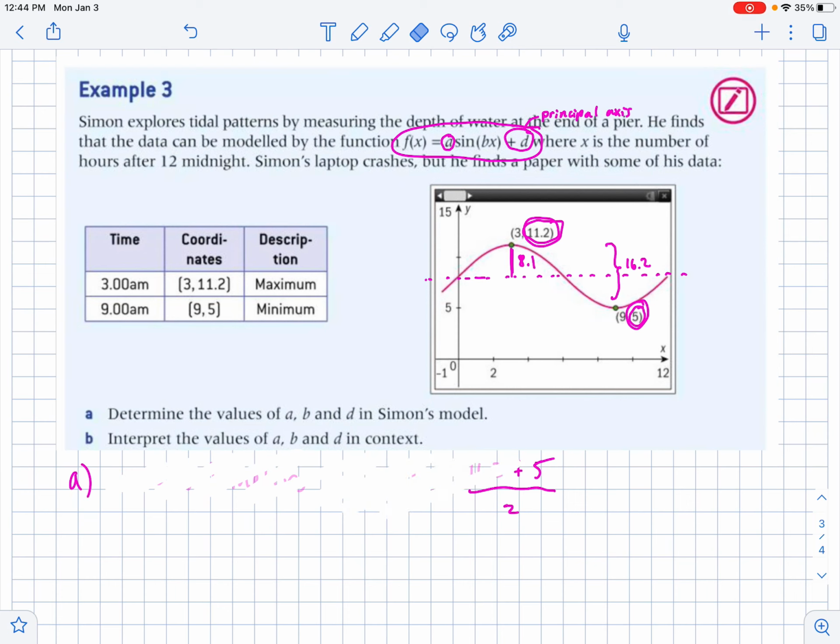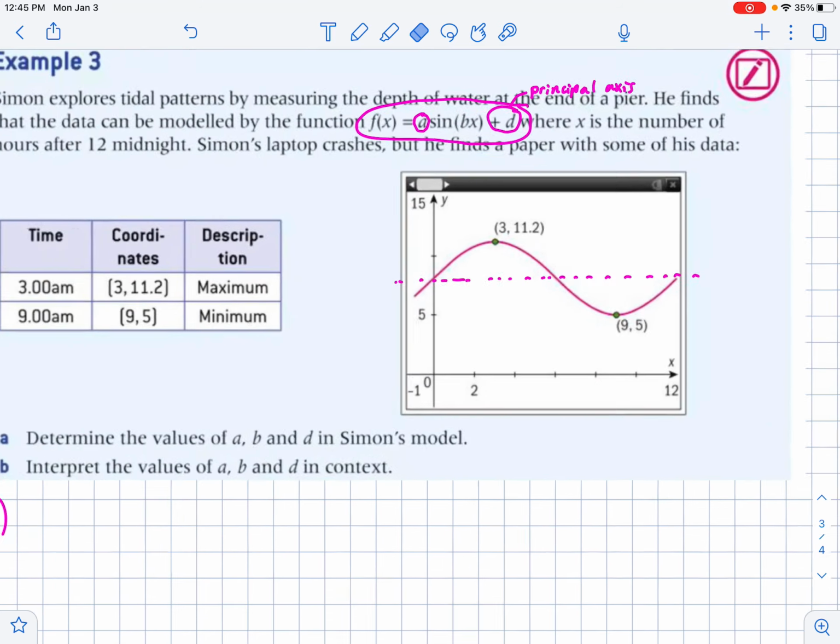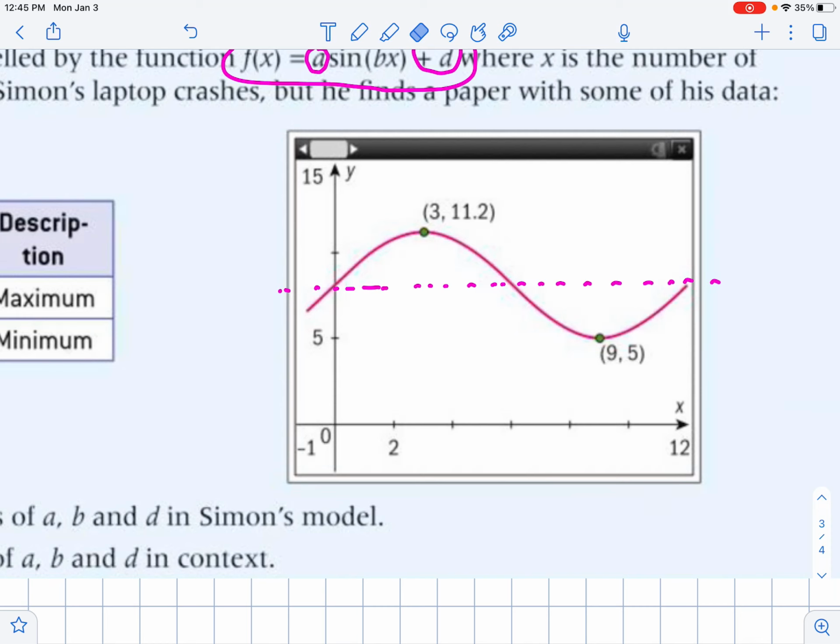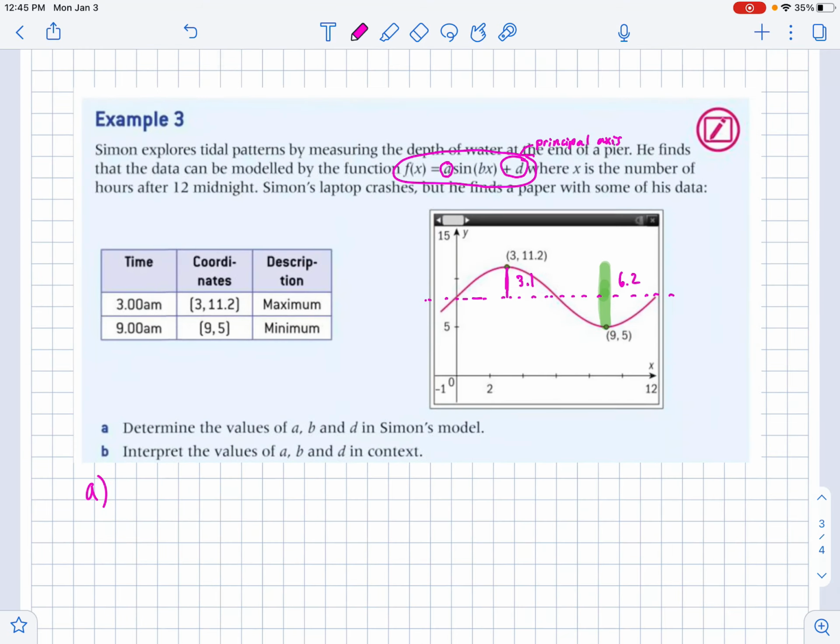I messed up the first part of it. My apologies. So, if I go back over here to find the amplitude, the distance from 5 to 11.2, I was adding those two numbers together, and I shouldn't have been. The distance from 5 all the way up to 11.2 is 6.2. So that's this vertical distance. That's 11.2 minus 5, which is 6.2. But then the amplitude is just half of that. So the amplitude is going to be 3.1.